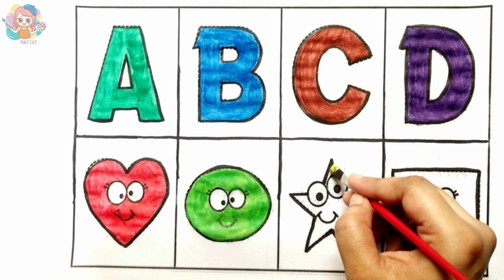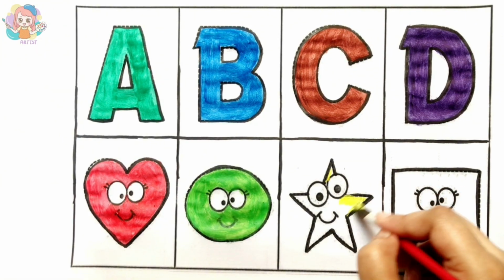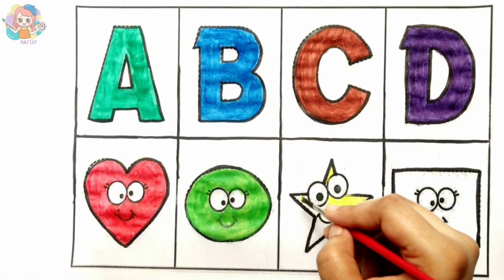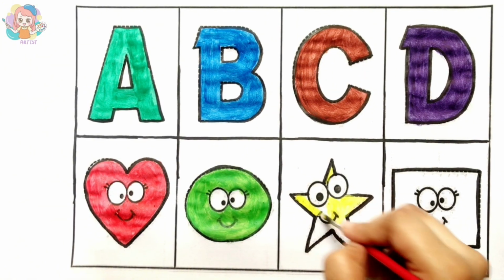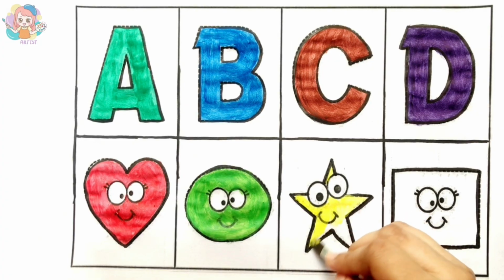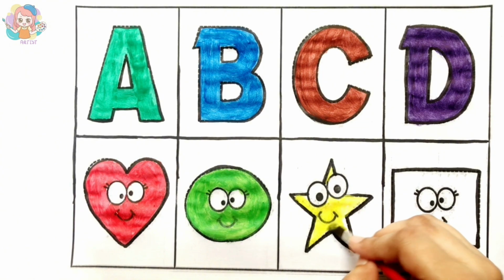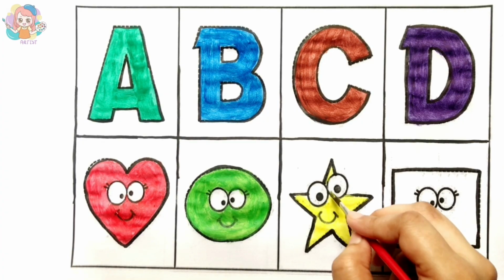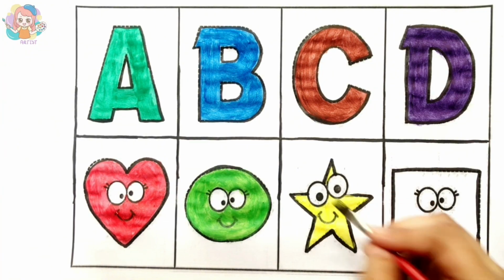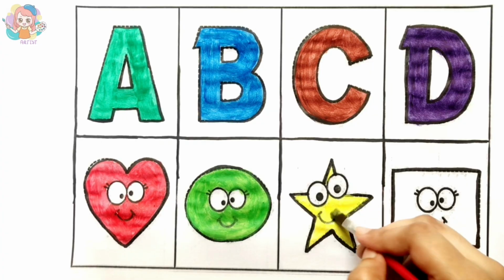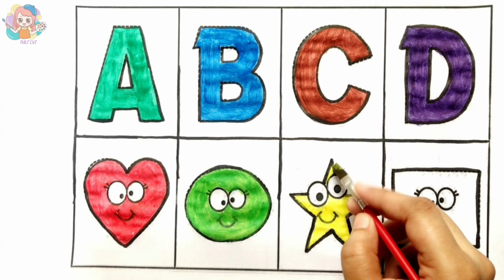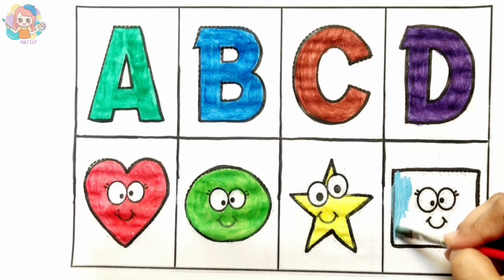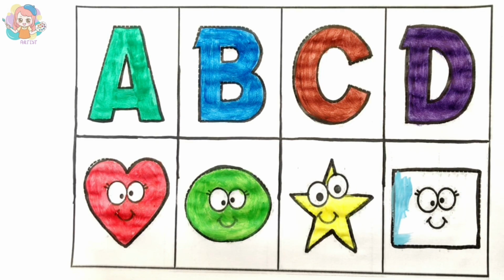Yellow star. This shape is star. Light blue color. And this shape is square.